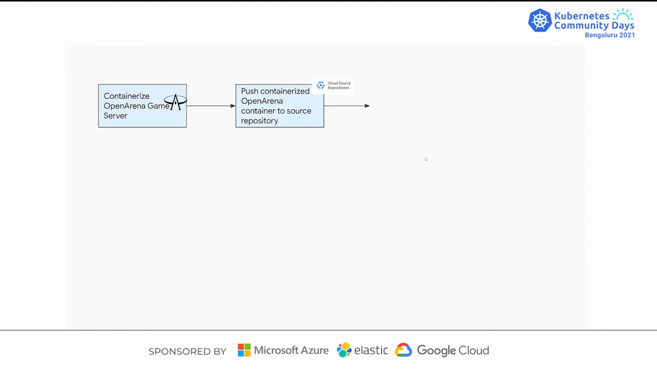Once you containerize and have that in the source repository, the next step is to create a disk where you can store all the OpenArena assets. The reason you need to store that is that it comes in handy where you can load the assets from a separate disk. The way you can do it is create a disk, attach it to your temporary virtual machine, store the assets, and then delete the virtual machine, and you have the disk ready.